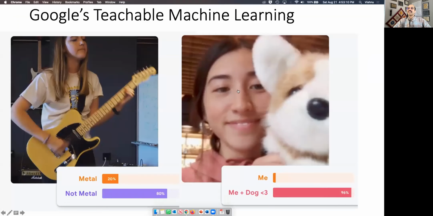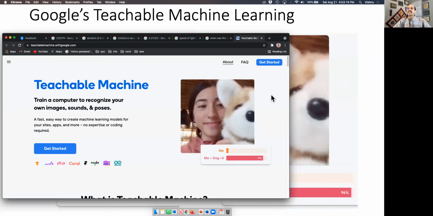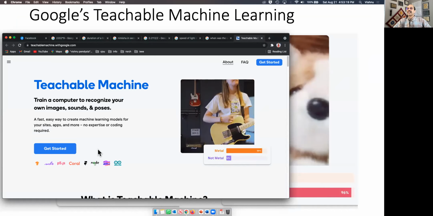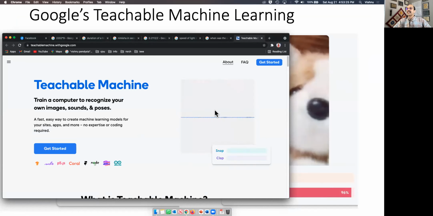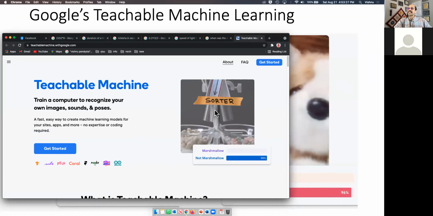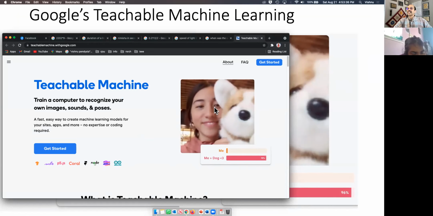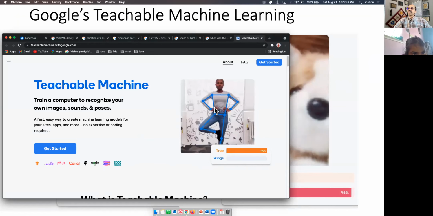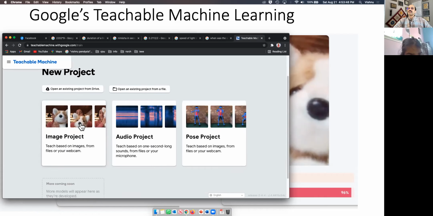There is a website called Google's Teachable Machine. You can give it a lot of data and it will recognize, say, if you dump this kind of data, different poses. If you dump a number of video samples like this, it can recognize you. And if you dump a number of music instruments, it can recognize the music. So you can do that actually. So you could choose an image project, audio project, or a pose project.